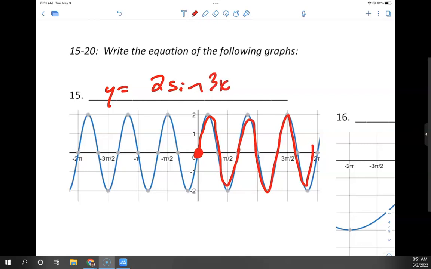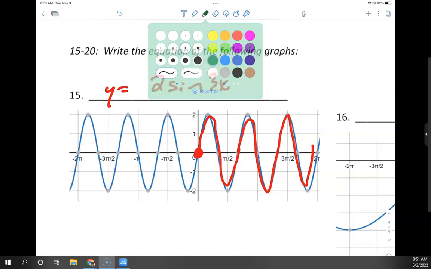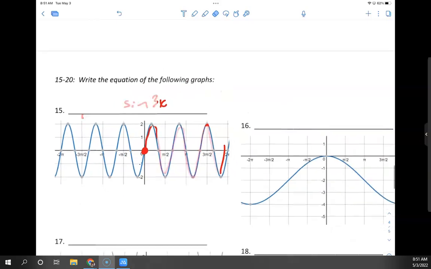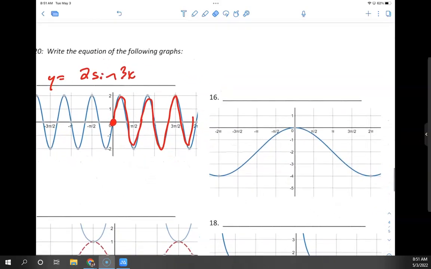Okay? As long as you always start in the middle, you won't have to do a left-right shift. And this doesn't do an up-down shift either. So that's it. Just 2 sine 3x. Okay? So this one is going to be cosine because it starts up here. So this is cosine. And because it starts at the top of a curve, it's a positive cosine.